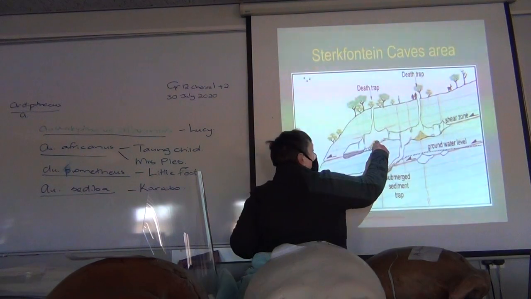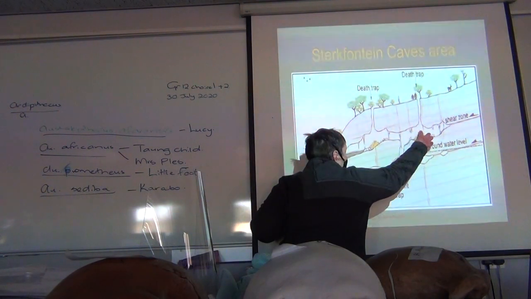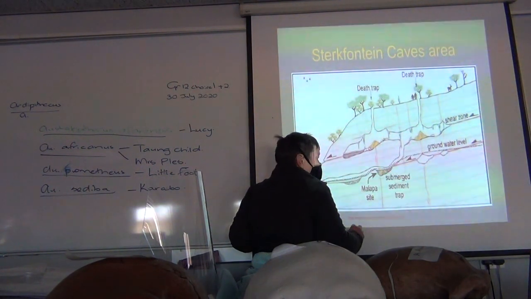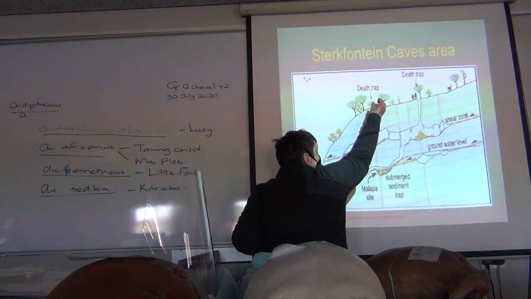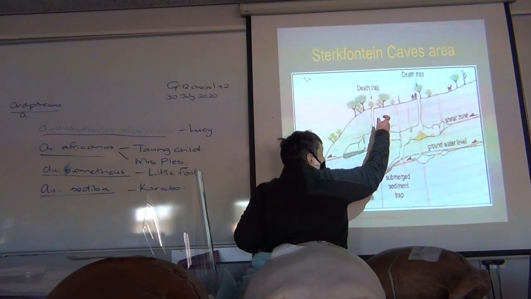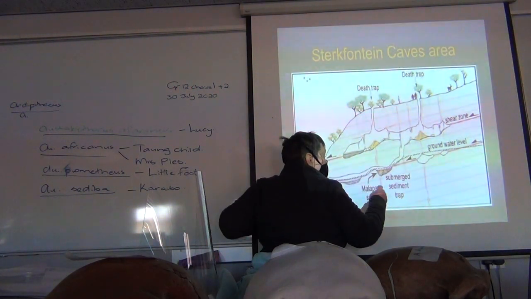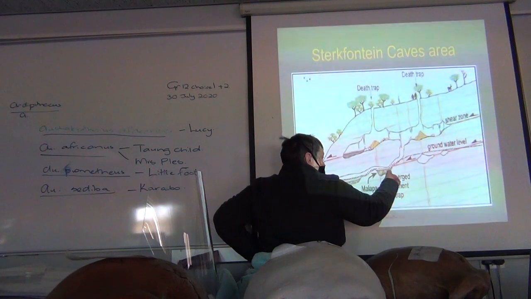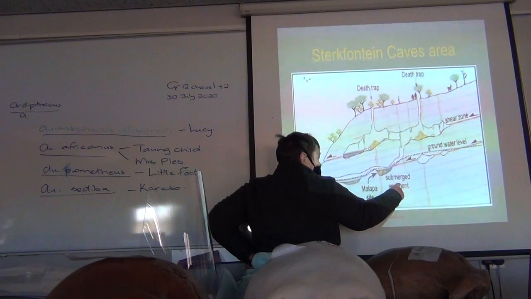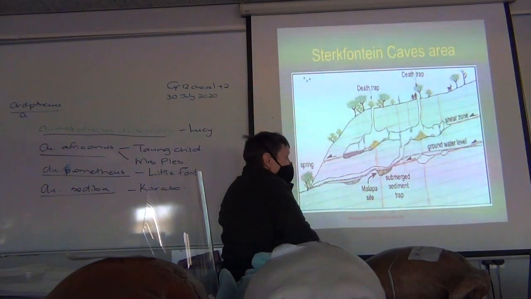And what you can see is these little piles of sediment that have accumulated because water has dripped down, and it carries minerals with it, and then it forms these little piles like that. This is where the actual skeletons were found, at the bottom here. They were submerged in sediment.